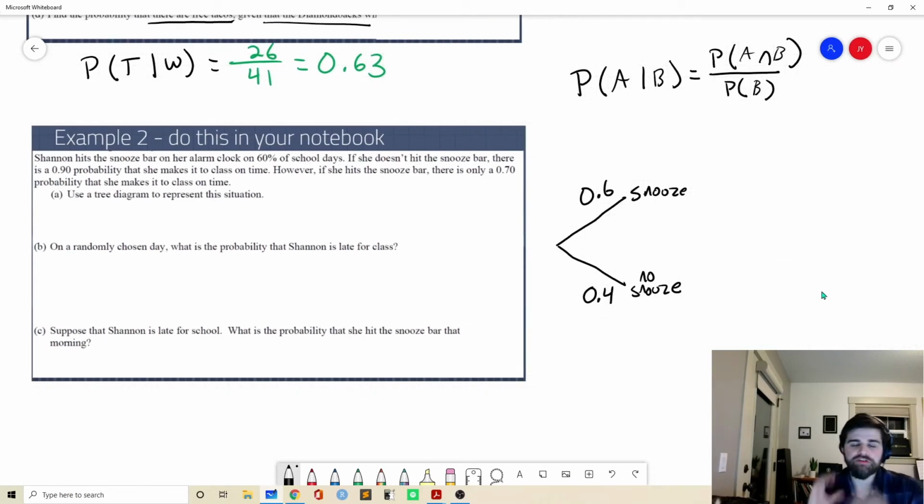So that's our first branch on our tree diagram. We start from this singularity here, and we can branch off into two possibilities. She either snoozes or not. If she doesn't snooze, there's a 90% chance that she gets to class on time. So in the no snooze version of reality, there's a 90% chance that she's on time, which means there's a 10% chance that she's late.